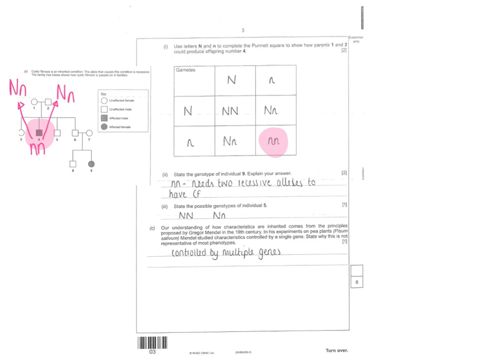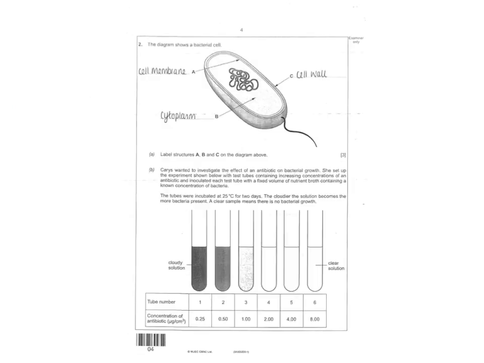Our understanding of how characteristics are inherited comes from the principles proposed by Gregor Mendel in the 19th century. In his experiments on pea plants, Mendel studied characteristics controlled by a single gene. State why this is not representative of most phenotypes: it's because they are controlled by multiple genes.